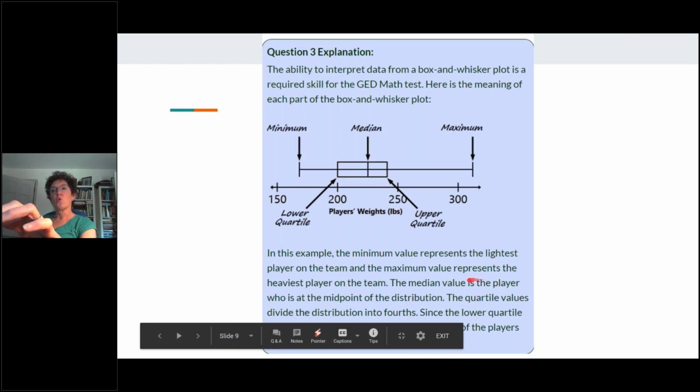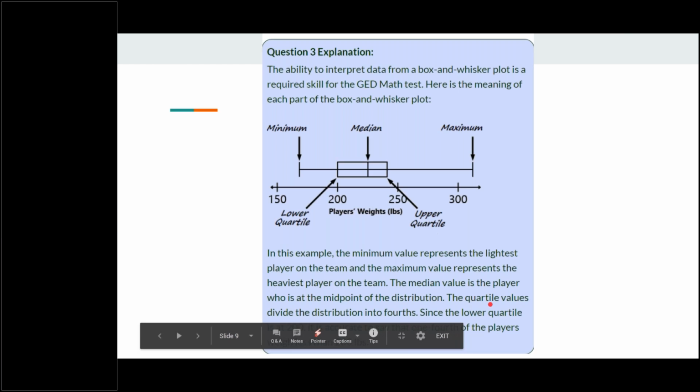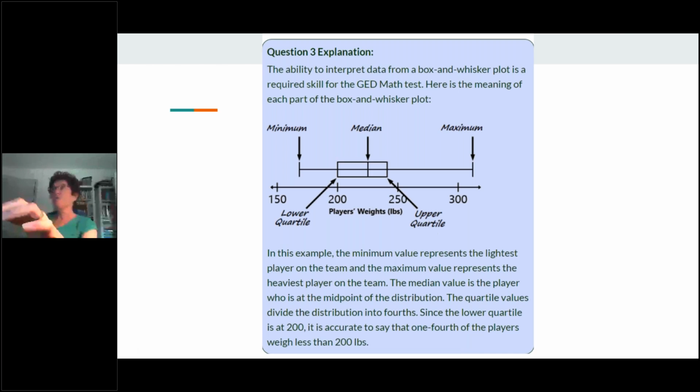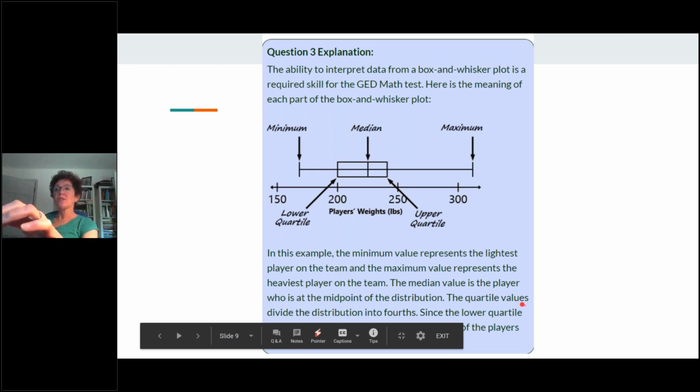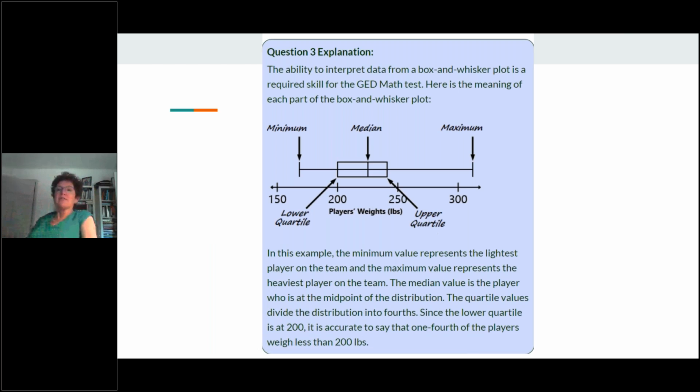If we take just a minute to talk about quartile, notice that quart, we know that a quart is a fourth of a gallon. We know that a quarter is a fourth of $1 or a fourth of a game. So a quartile is a segment of data that represents 1/4 of the data, and that makes sense. That's what we talked about earlier. So since the lower quartile is at 200, it is accurate to say that 1/4 of the players weigh less than 200 pounds.